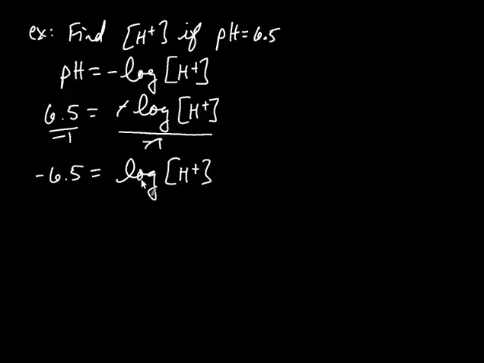And now we can solve this logarithmic equation by converting it to an exponential equation. So you take the base and you raise it to the other side. So it's going to be 10 to the negative 6.5 is equal to this. That is, 10 to the negative 6.5 is equal to the hydrogen ion concentration. And that would be our answer. Now, of course, you want to put the units in there.